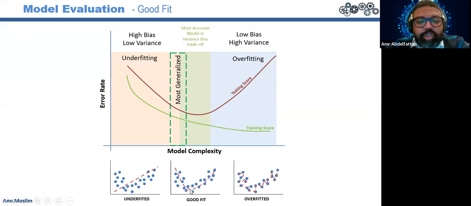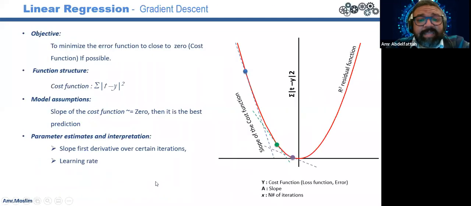Here the model is generalizing, because if it doesn't generalize, it will be underfitting or overfitting, as we can see here. So we need the model to be generalized, as we can see here in the good fit situation. And the other thing is optimization. Optimization is you start with a random value, anything, and then you get better and better in prediction every time until you find the best value.